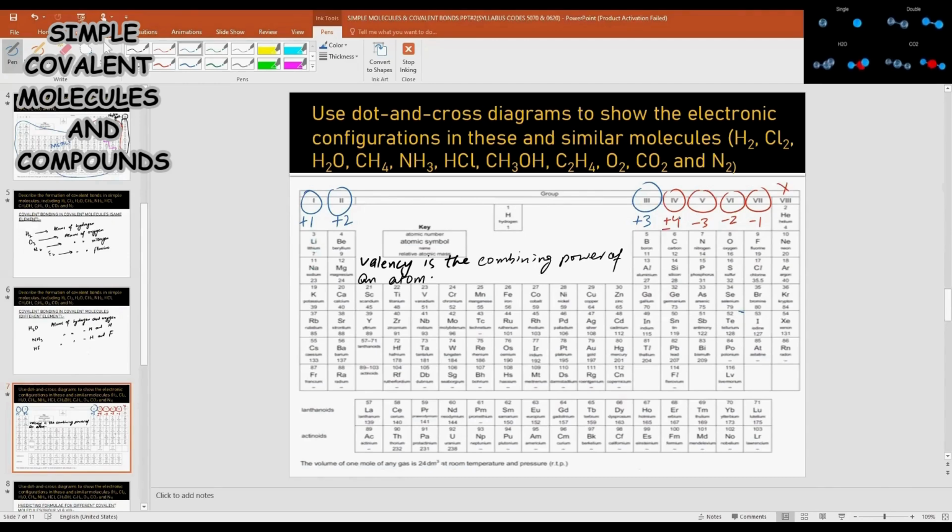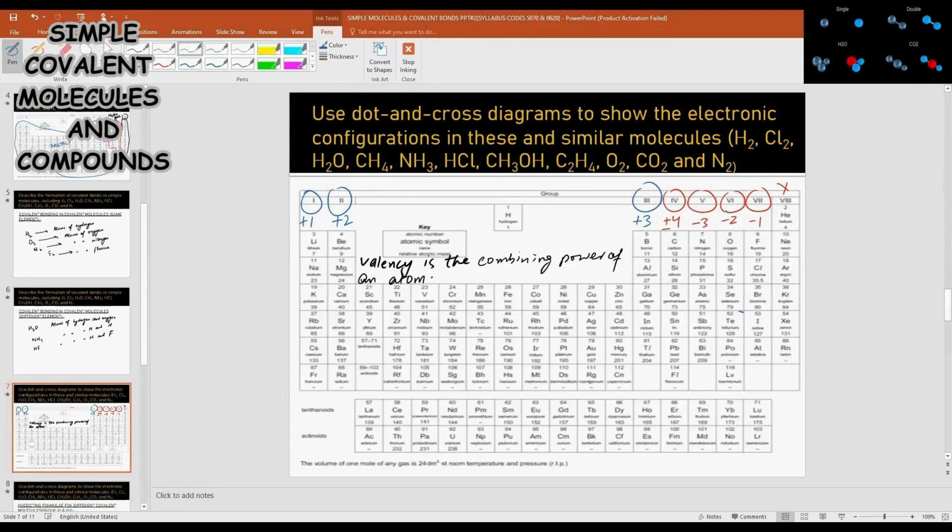Like, leave group 4, they have +-4. The reason is that they contain both non-metals and metals. So some are losing 4 electrons, some gain 4 electrons. For group 5, they gain 3 electrons. They need 3 electrons to complete their valence shell. That's why the valency becomes 3. Also, the sign is minus, which indicates they are going to gain electrons.